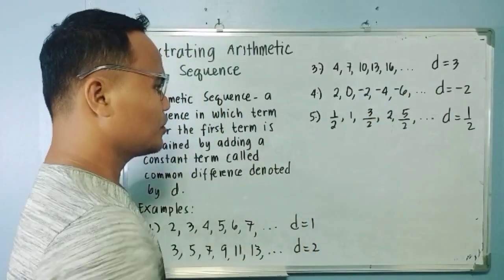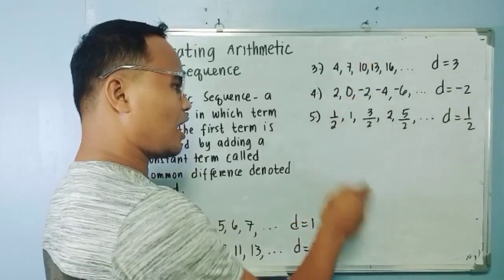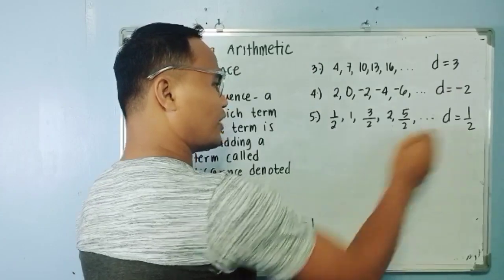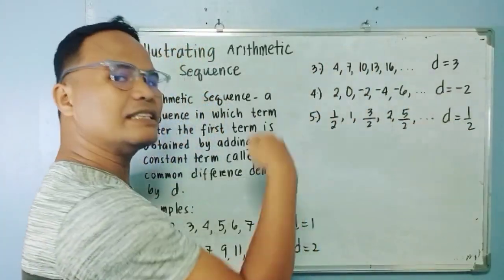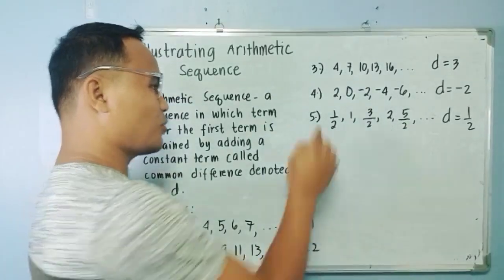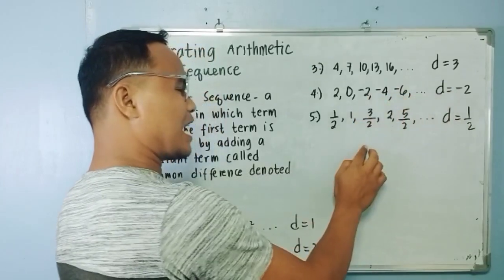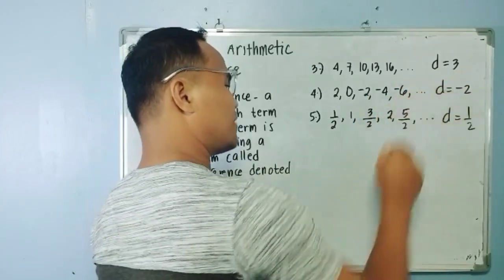Number 5: 1 half, 1, 3 halves, 2, 5 halves, and so on. This is an arithmetic sequence in which the common difference is 1 half. Each term is added by 1 half to obtain the next term. So 1 half plus 1 half, that's 1. 1 plus 1 half, that's 3 halves. 3 halves plus 1 half, that's 2. 2 plus 1 half, that's 5 halves.